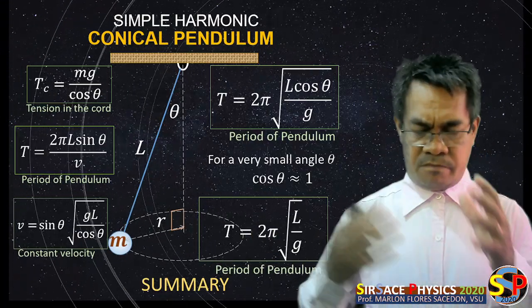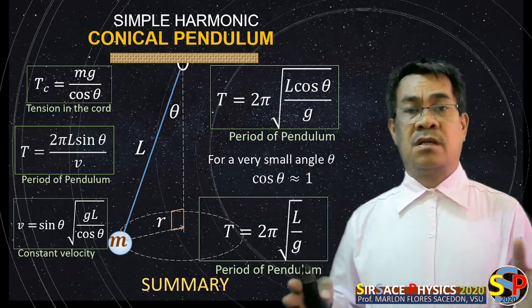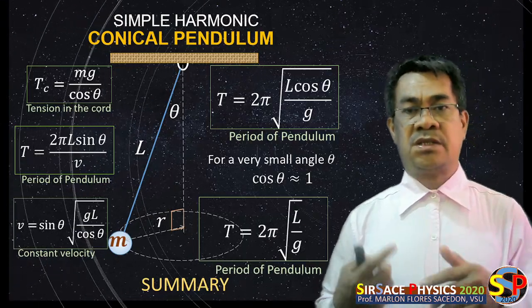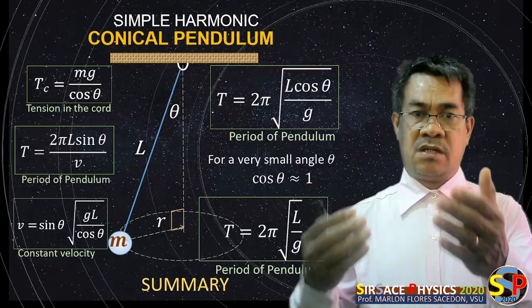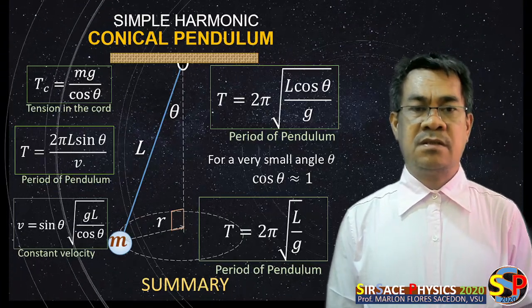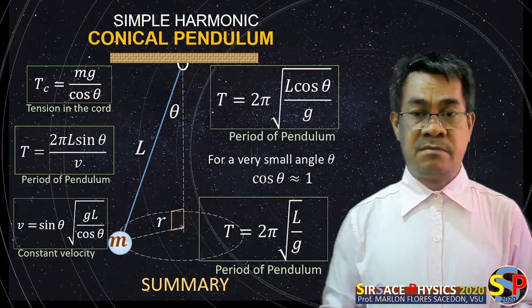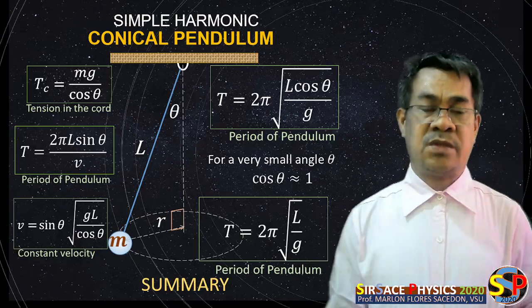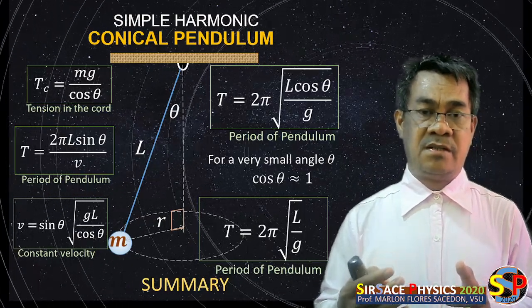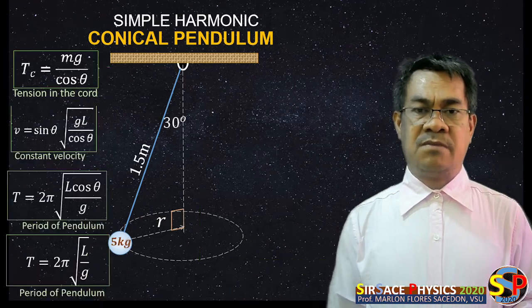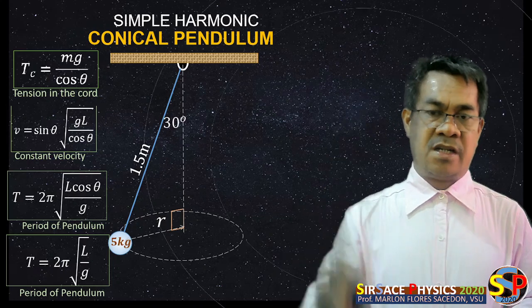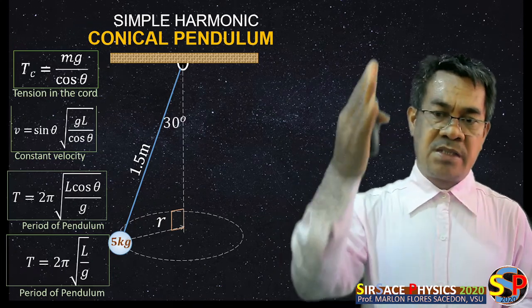If you are solving problems in oscillations and the problem is a conical pendulum, then these are the available formulas for you to use. Okay, no need to derive, and we can use these. But remember, it is very important that you can derive the formula. Okay, so let's have the sample problem. Now remember that the formulas are already outlined, ready to use.